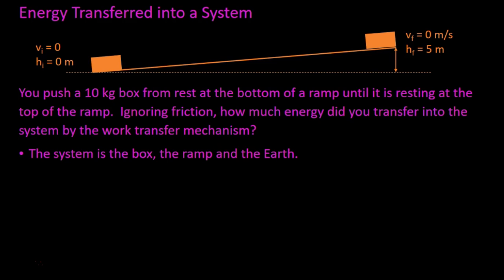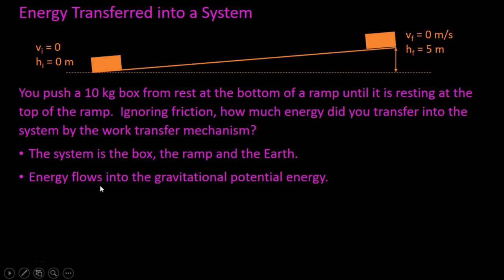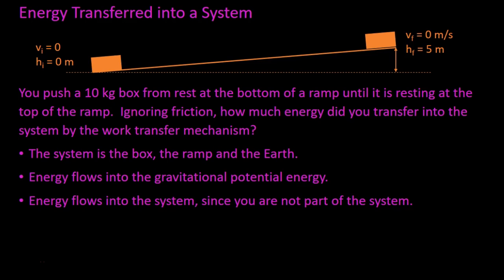Well, first, identify the system, and it is the box, the ramp, and the earth. Second, energy flows into the gravitational potential mechanism because the box increased its height. However, there is no net change in the amount of energy stored in the kinetic mechanism because the box is initially at rest, and at the top of the ramp it is also at rest. We know that energy flows into the system because you're pushing the box and you're not part of the system.